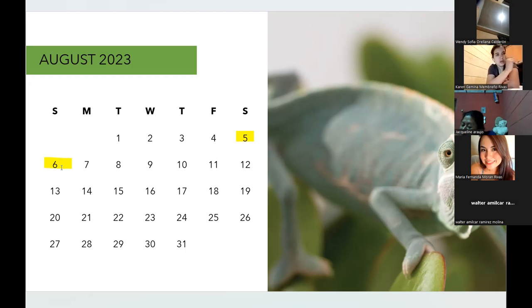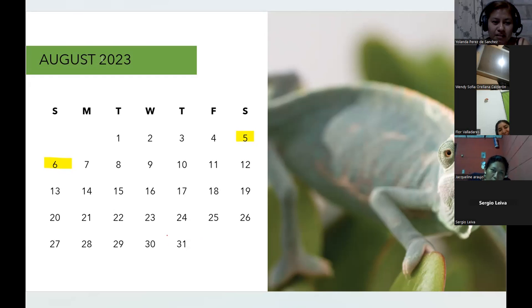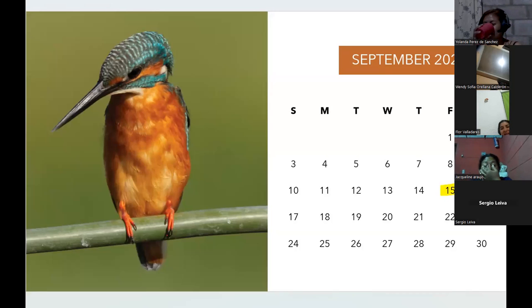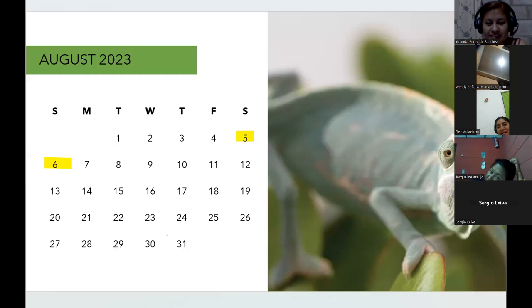Saturday, August the 5th of 2023. Okay, there you go. What about this other date? Sunday, August 23. Okay. I didn't ask you. What do we celebrate on the 5th and the 6th of August? Vacation. Yeah, they are vacation.